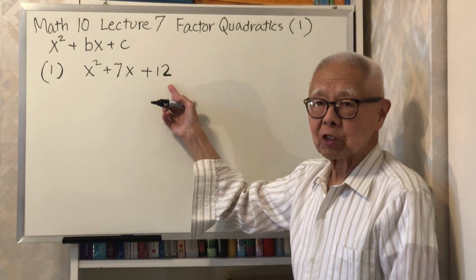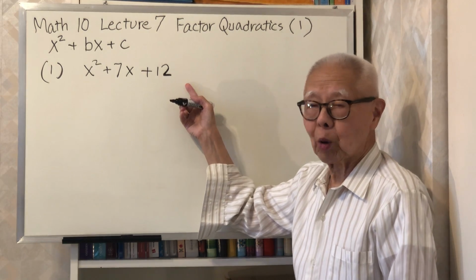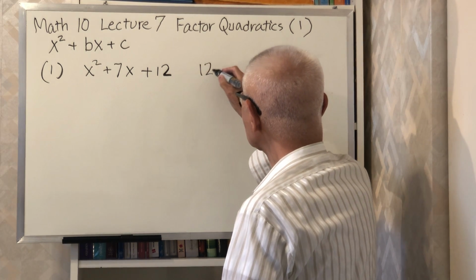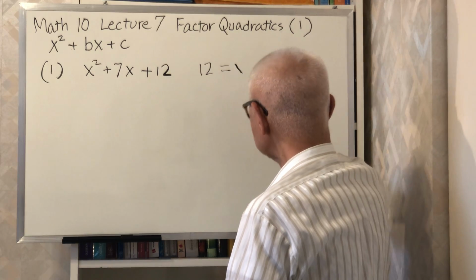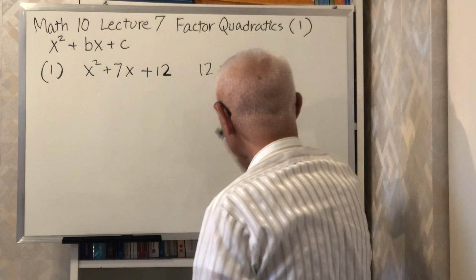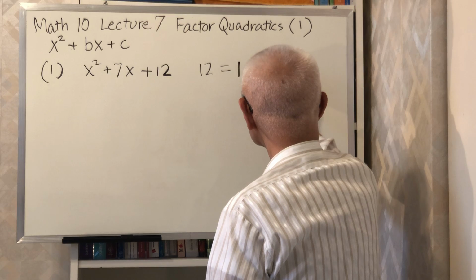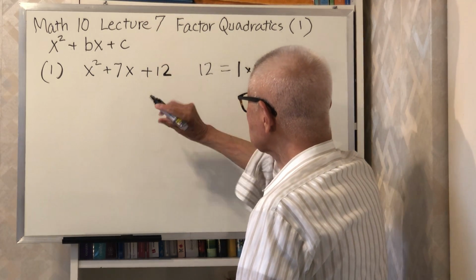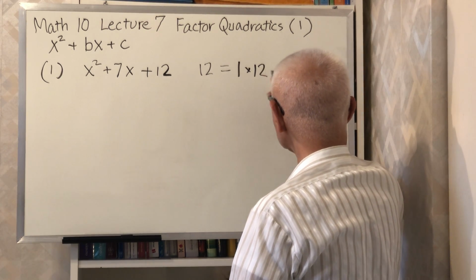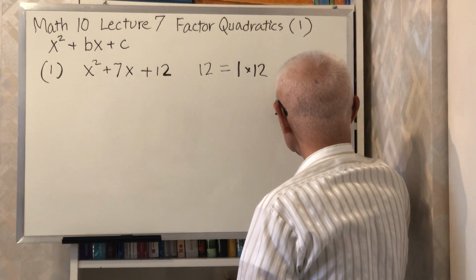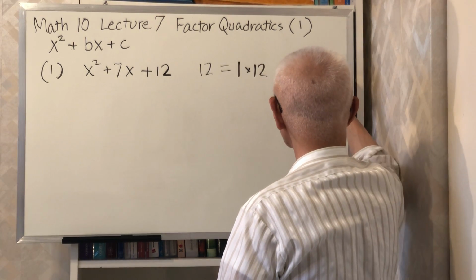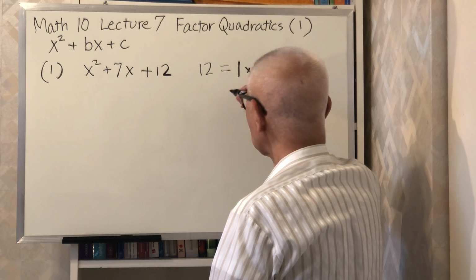The way we factor this is to factor the number 12. Let us write this way. 12 is 1 times 12, and from this plus sign, we need to add these two numbers, so 1 plus 12 is 13. And we compare this number with the 7. They are not the same, so this is not my result.